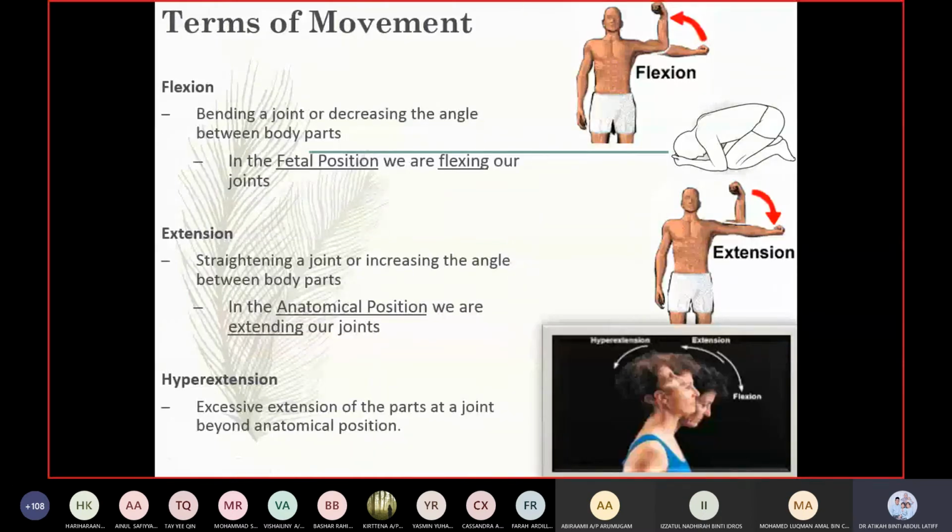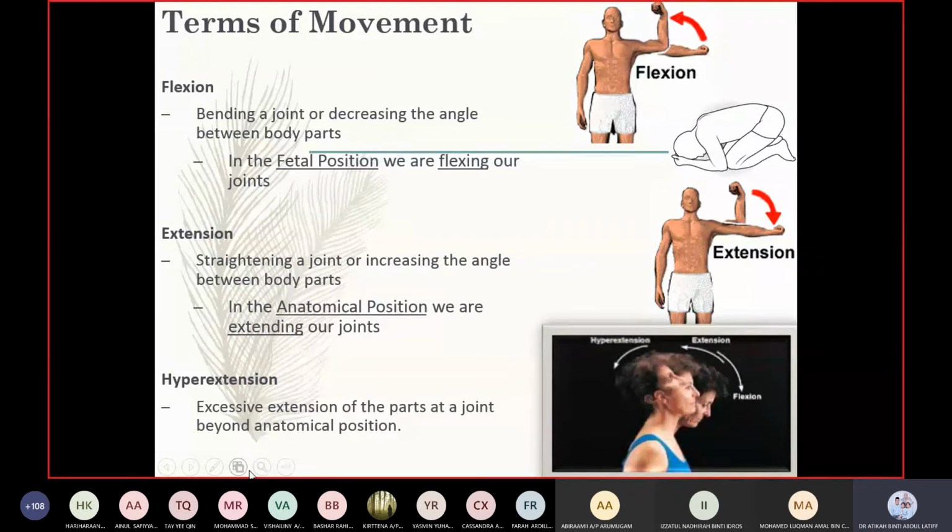Okay, so in terms of movement, flexion will be bending, where you decrease the angle between the body parts. Extension is the opposite, where you increase the angle between the body parts. Hyperextension is extension but further. For example, if this is your neck, flexion would mean you bend it forward, so the angle is smaller. Extension will mean when your head is face up. Hyperextension will mean the angle is greater than extension.